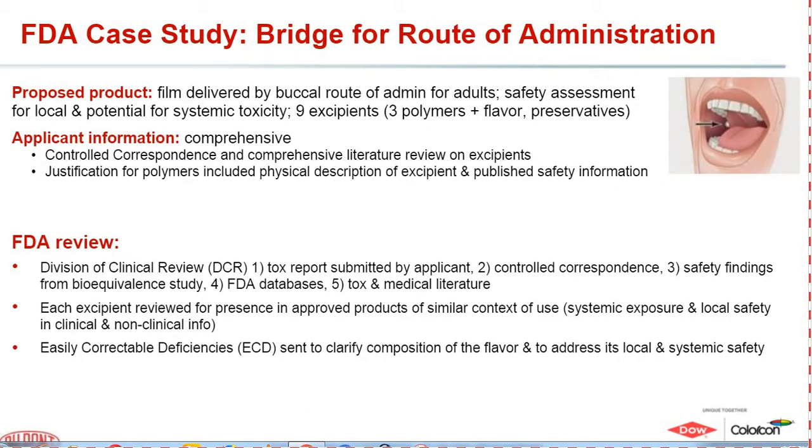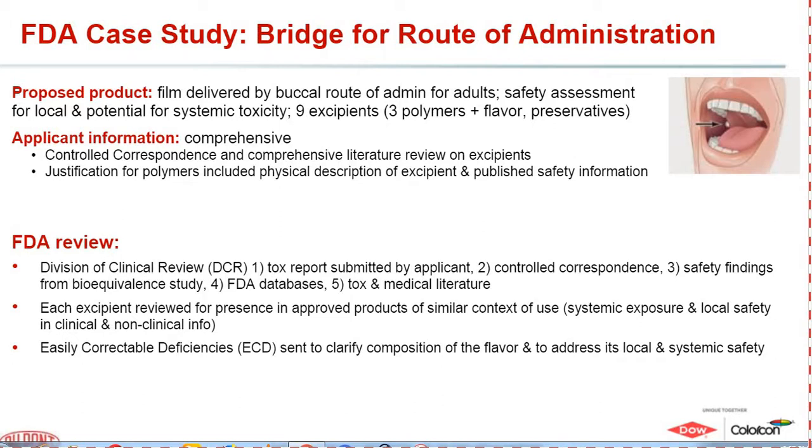Thanks, Dave. So in the last example, we saw where FDA had identified some gaps that led to a deficiency. And it really centered on the fact that the sponsor did not give enough information to tell the story. In this case study, looking at a bridge for the route of administration, the proposed product was a film that would be delivered by a buccal route of administration for adults. The safety assessment for local and potential systemic toxicity would be a factor, and there were 9 excipients used in this drug. 3 were polymers. There was also flavor and some preservatives.